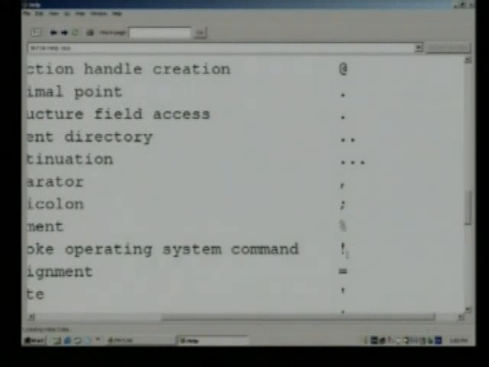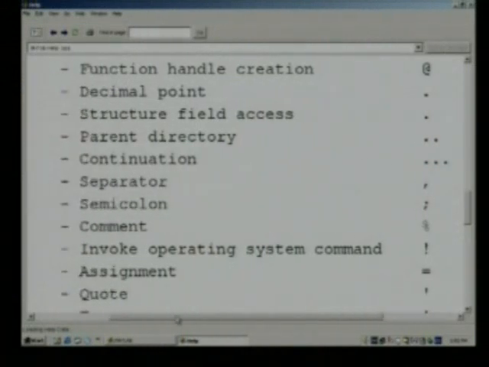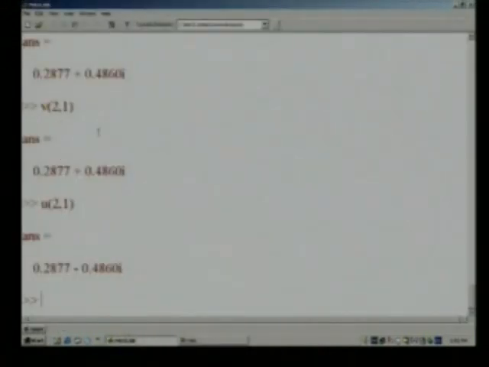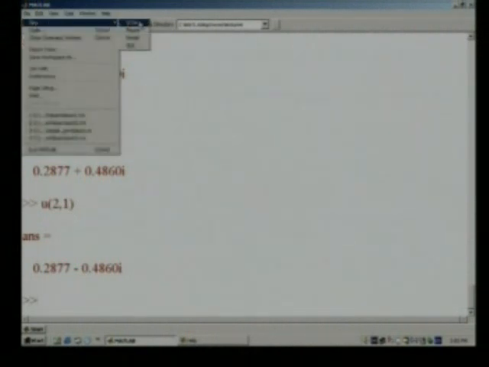Then what is percentage? Percentage, as you can see here, is the comment. That means if you write, suppose I write a line, I'll write an m file, suppose.